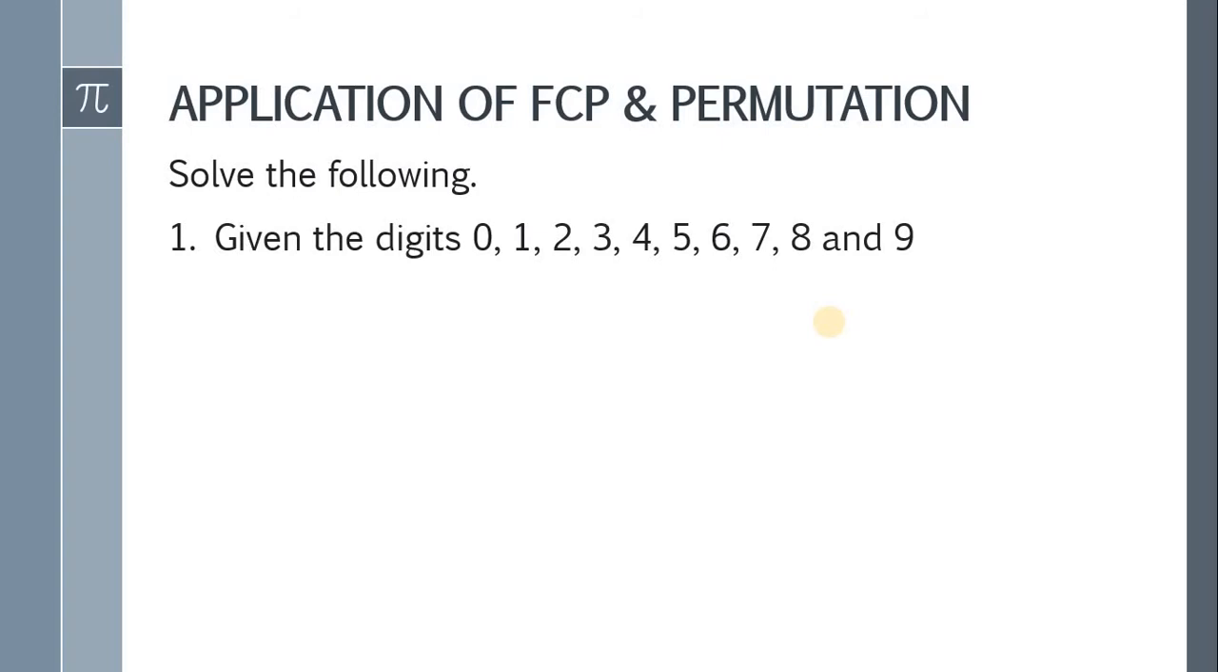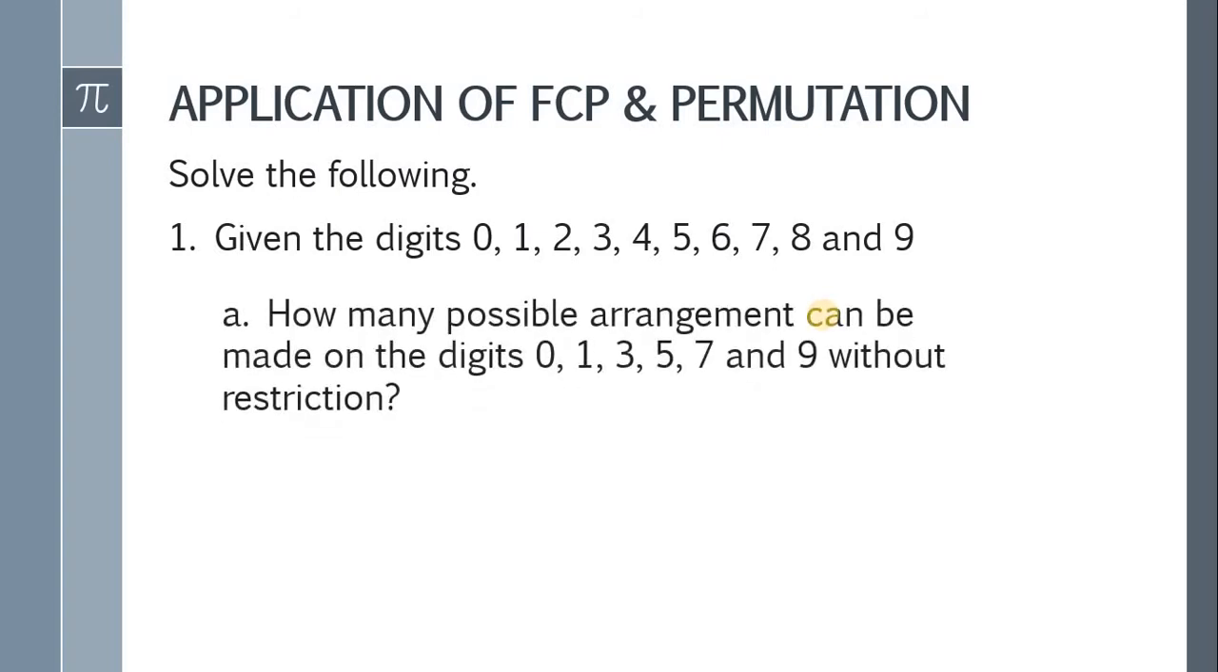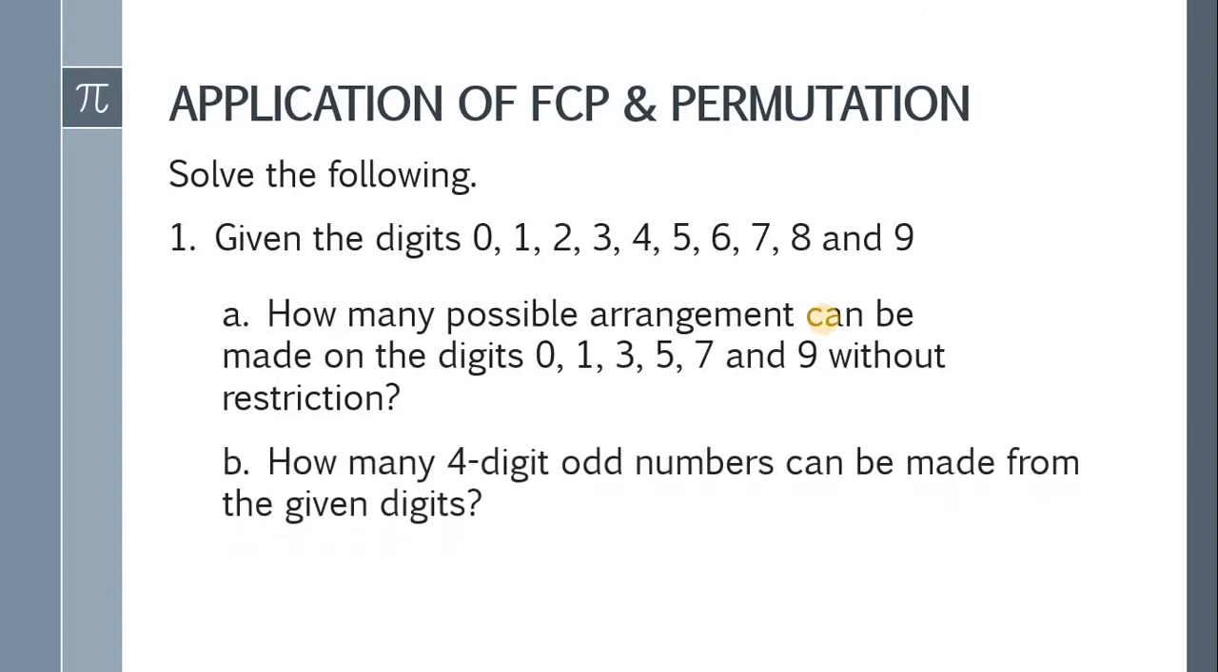Given the digits 0, 1, 2, 3, 4, 5, 6, 7, 8, and 9, letter A, how many different arrangements can be made on the digits 0, 1, 3, 5, 7, and 9 without restriction? Letter B, how many 4-digit odd numbers can be made from the given digits? Now, let's have the solution for letter A.